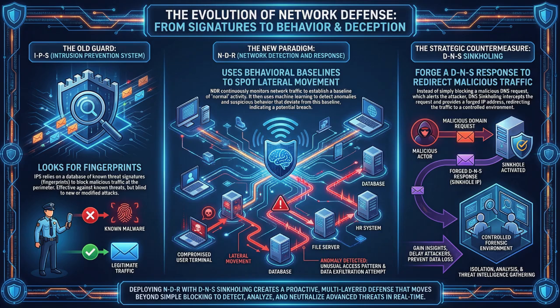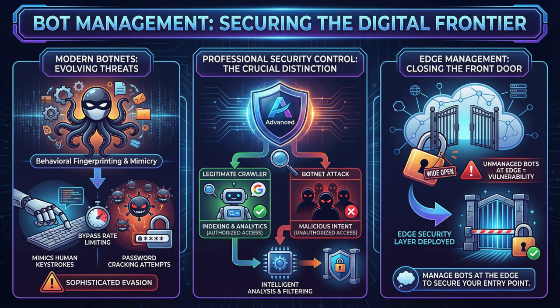To counter these threats, we use DNS sinkholing. Instead of just cutting the connection, we forge a DNS response to redirect malicious traffic to a controlled environment for forensic analysis. Finally, we address bot management. Modern botnets use behavioral fingerprinting to mimic human keystrokes to bypass rate limiting. A professional security control must distinguish between a legitimate crawler and a botnet trying to crack passwords. If you are not managing your bots at the edge, you are leaving the front door wide open.